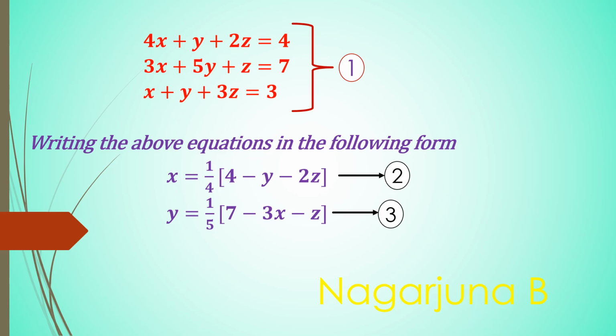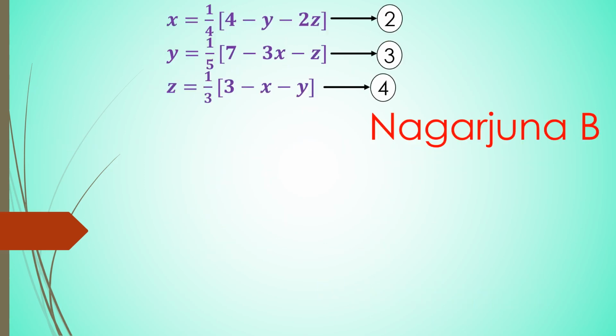Next, consider the third equation in the system of linear equations 1: x plus y plus 3z is equal to 3. Considering only 3z and taking the other terms to the right hand side, we can write 3z is equal to 3 minus x minus y. Since we want the value of z, we can write z is equal to 1 divided by 3 into (3 minus x minus y), and call this equation number 4. So these are equations number 2, 3 and 4.